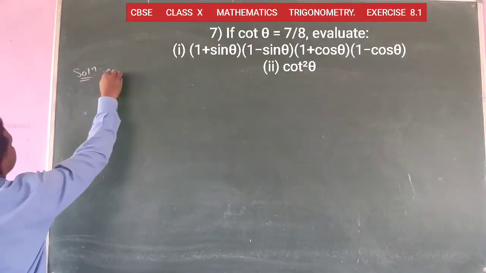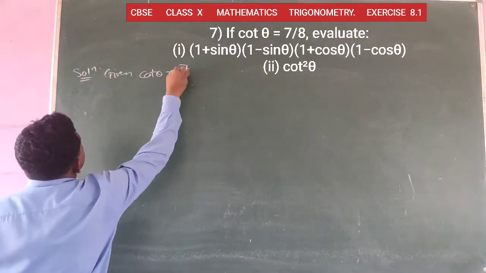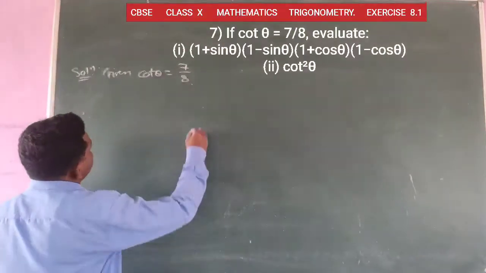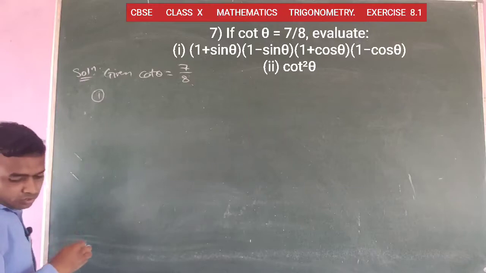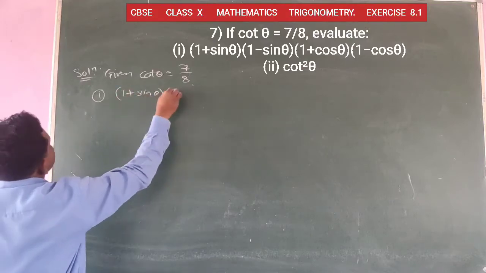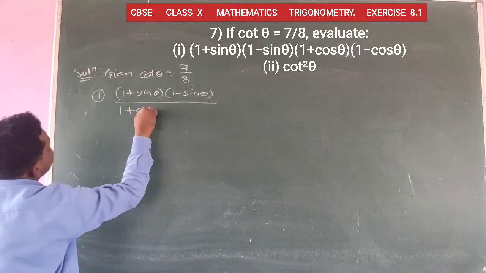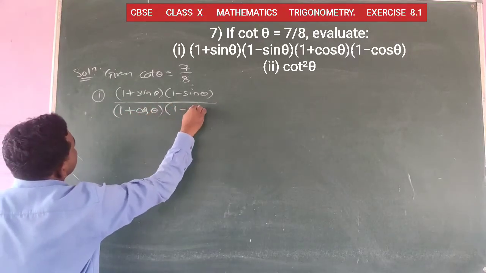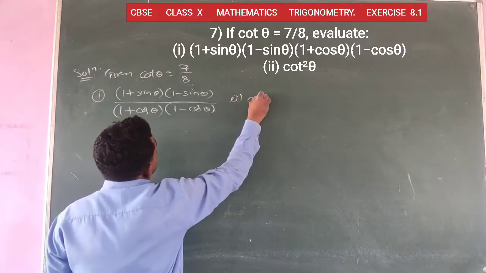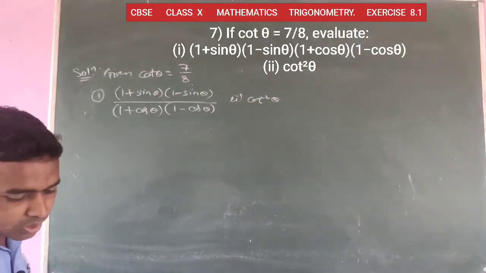Firstly, we write down the given values. Cot theta is equal to 7 upon 8. And we have to find out two things. The first is (1 plus sine theta) into (1 minus sine theta), divided by (1 plus cos theta) into (1 minus cos theta). And the second one we have to find out is cot square theta. So this is the second one.